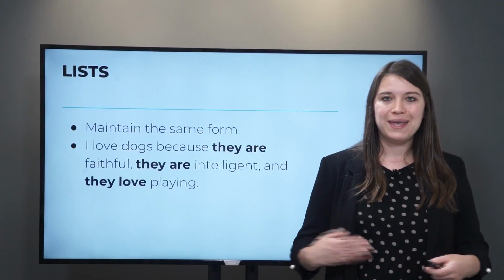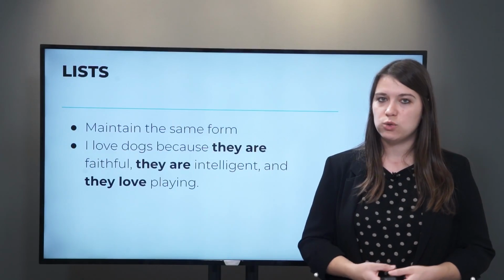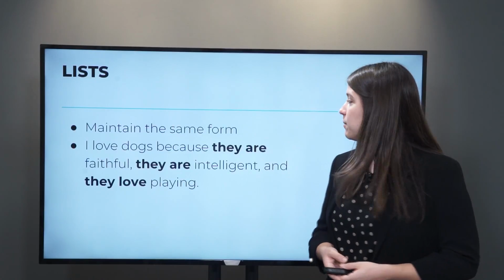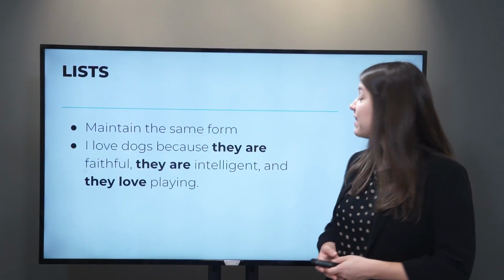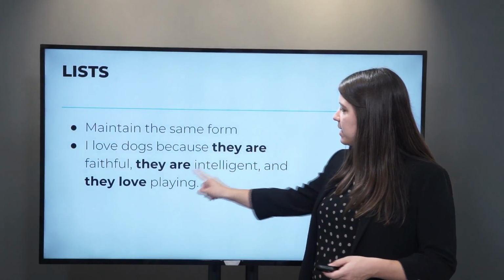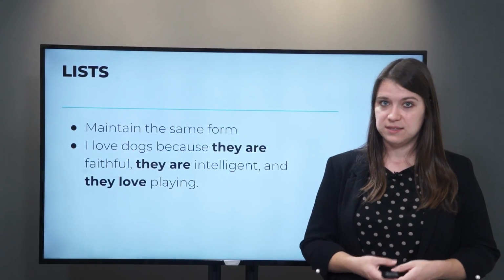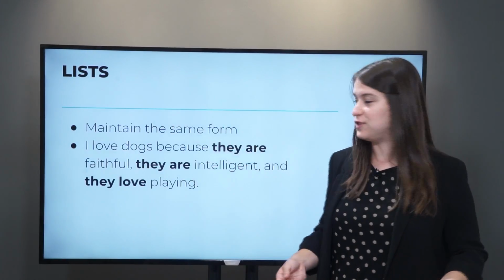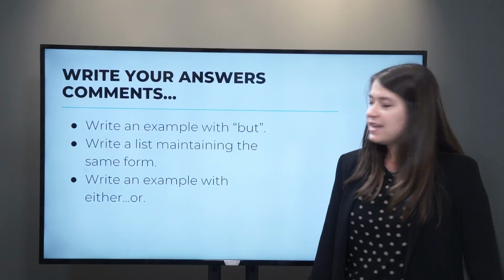Okay? Now lists. Okay, this is similar when you're making a list, when you are listing off a number of items, you need to make sure again that this follows the same structure. So let's look at an example. I love dogs because they are faithful, they are intelligent, and they love playing. Okay, so here the they and the verb is all in the present tense. So they are or they love, this is the present simple, okay? So when you're listing off these, in this case, reasons, the reasons why I love dogs, you need to maintain this structure.